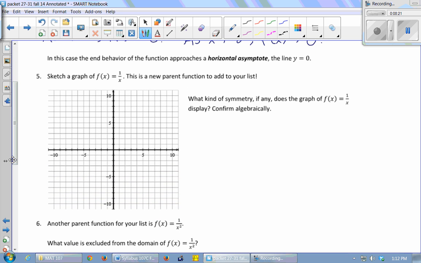Okay, so I'm going to try to sketch a graph with all the information that I just gathered. I know that as x approaches 0 from the right, my function goes up to infinity. So I've got something like that. And as x approaches 0 from the left, it goes down to negative infinity. So I've got something like that. And I have my end behavior that as x approaches infinity, y approaches 0. So like that. And as x approaches negative infinity, y approaches 0 from below.